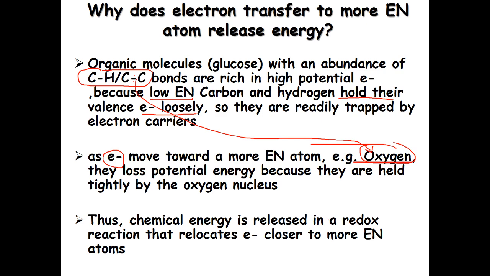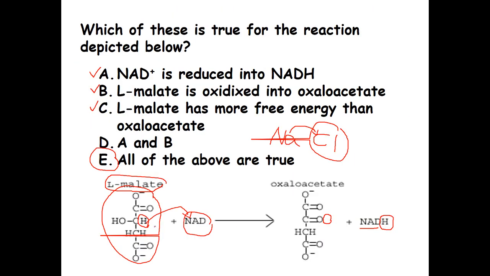So let's look at this again. In a sense, NAD here is more electronegative than malate. That's why malate will give up its electron to NAD. So when an electron is moving from malate, which is less electronegative, to a more electronegative NAD, some of the energy from the electron will be gone because it's being held so much tighter. So part of the potential energy will be gone. Okay, so that energy can be used to do work also.